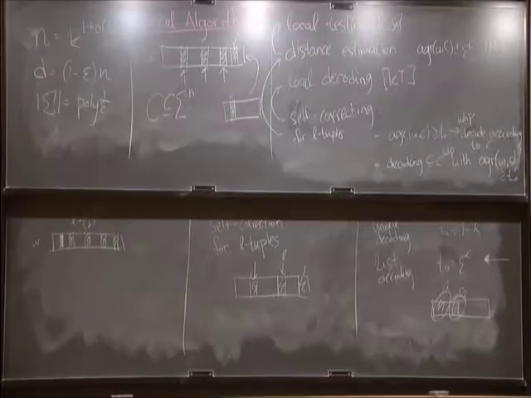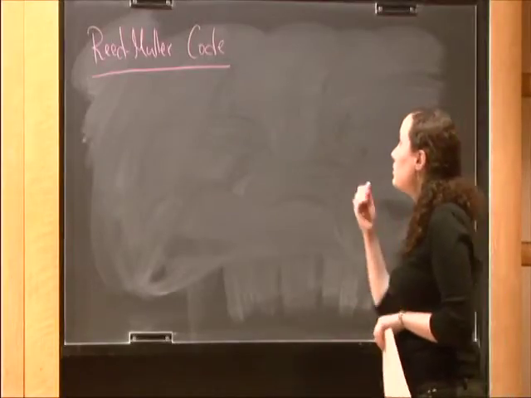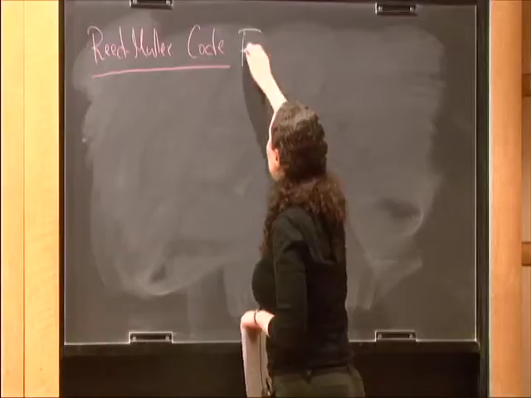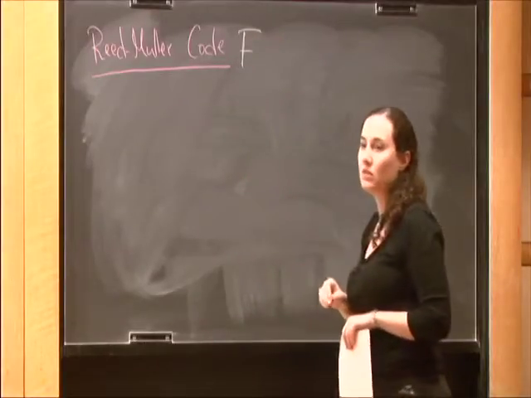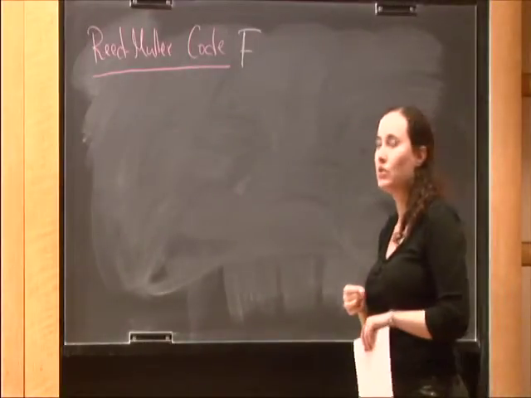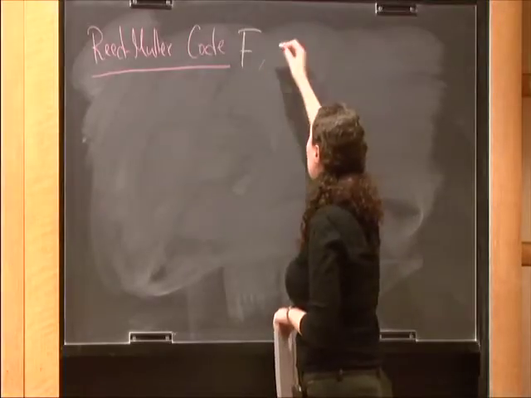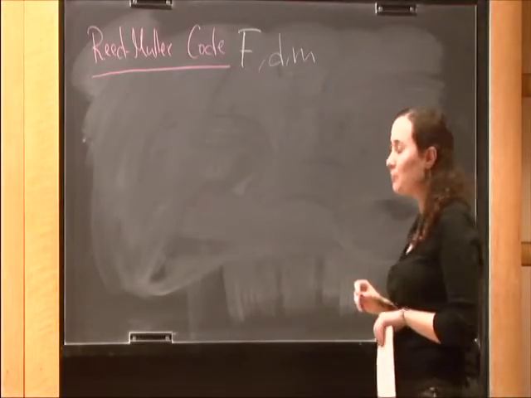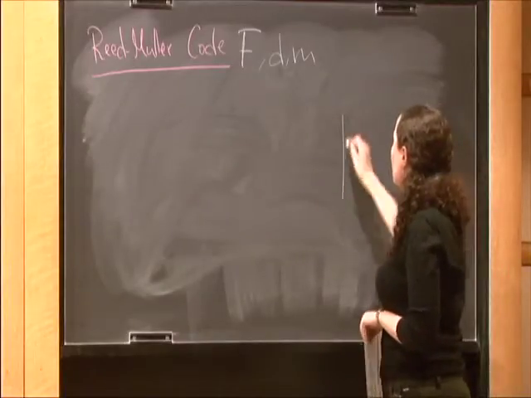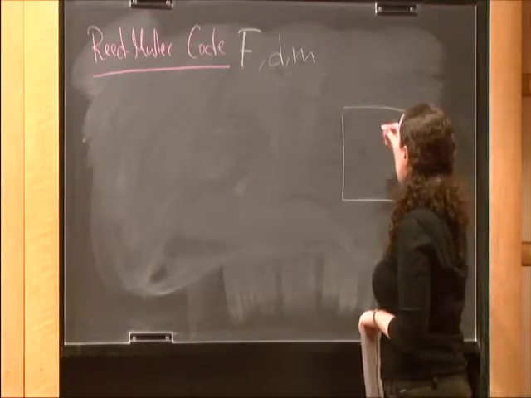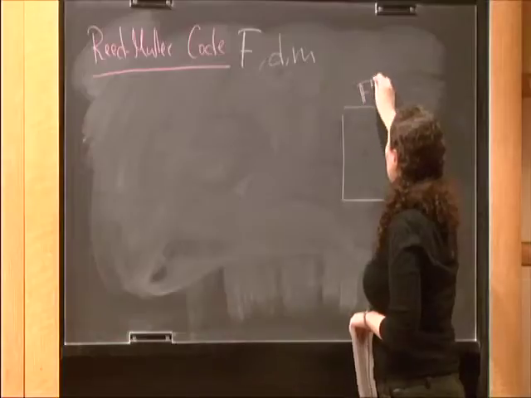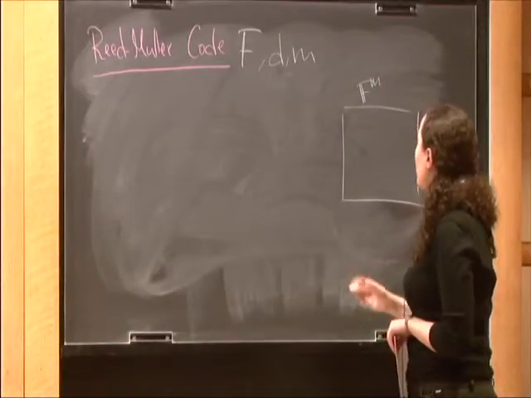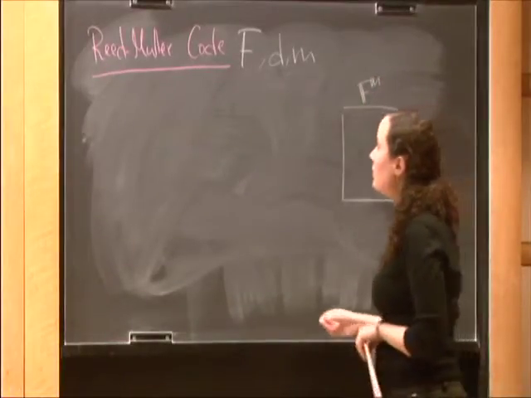So let me remind you what the Reed-Muller code is. It has a few parameters. One is a finite field F, which will be pretty large. The others are two natural numbers, d and m. The code words of the code are all functions from F^m to F.